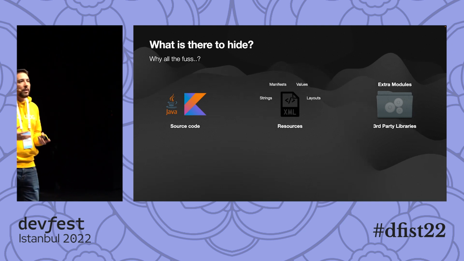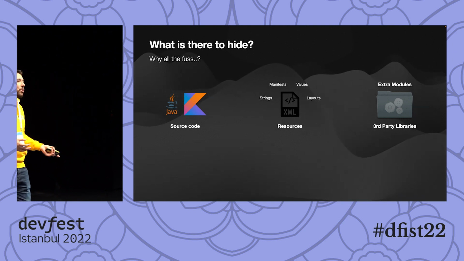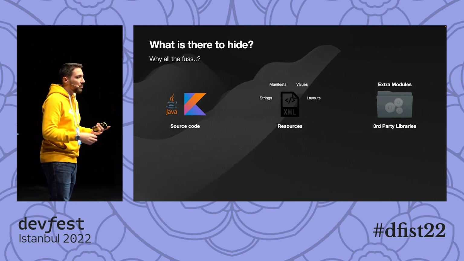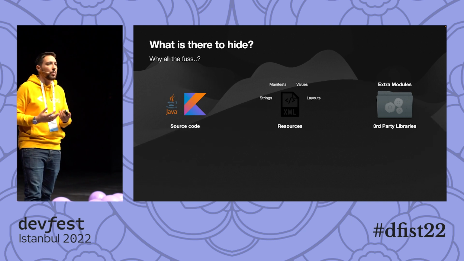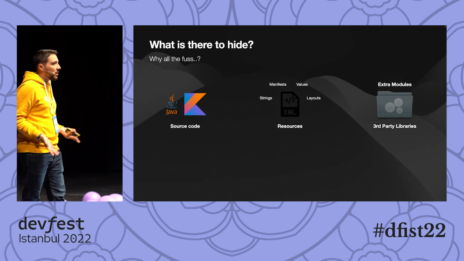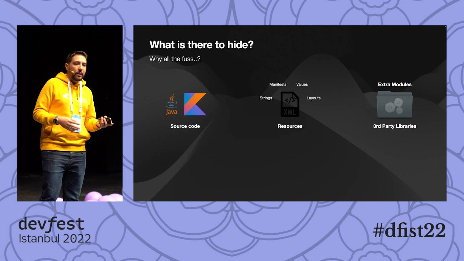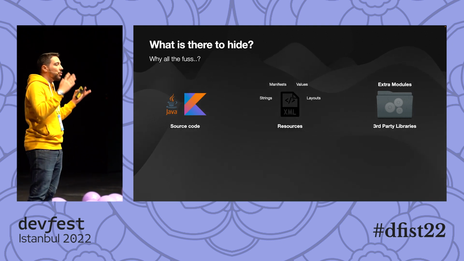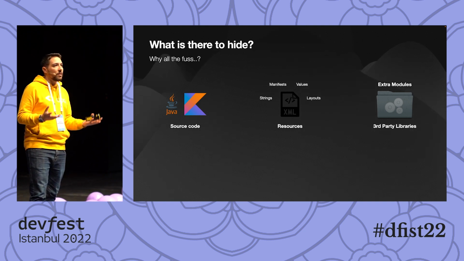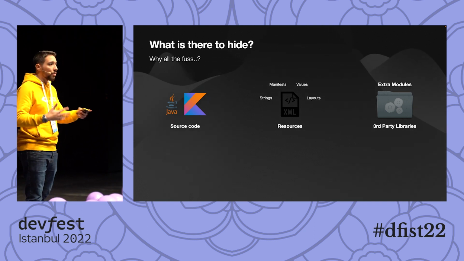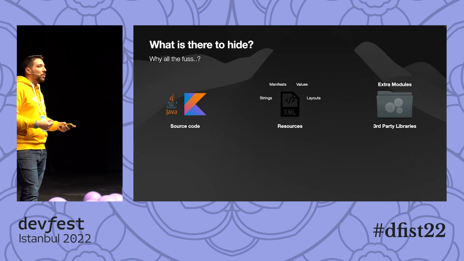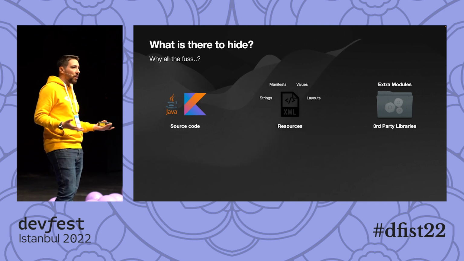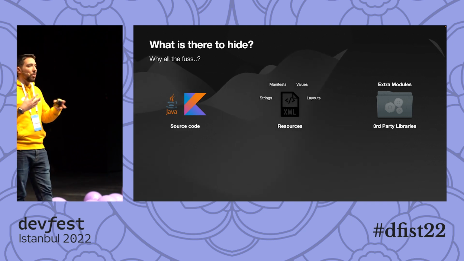What actually is there inside our applications to hide? We, of course, want to hide any of our source code. Any of our source code that we're writing, any of our algorithms, all of those things are important. And of course, we don't want them falling into anybody else's hands. We, of course, want to hide any resources that we have. So manifests, strings, values, layouts, drawables, anything that is a resource for an Android application, of course, needs to be hidden. And then, of course, we also want to hide any extra modules, any libraries that we're using, anything that's not the app module pretty much also needs to be hidden.